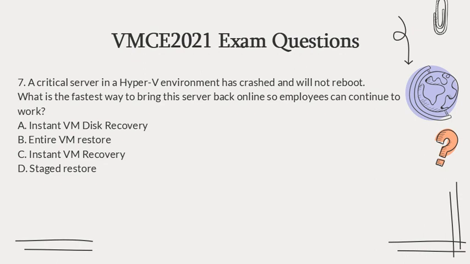7. A critical server in a Hyper-V environment has crashed and will not reboot. What is the fastest way to bring this server back online so employees can continue to work? A. Instant VM disk recovery. B. Entire VM restore. C. Instant VM recovery. D. Staged restore.